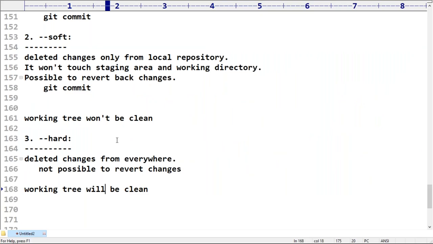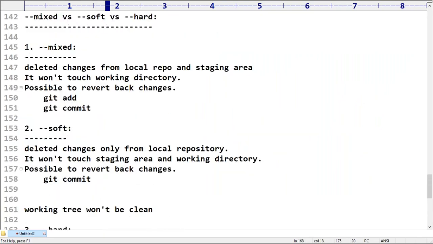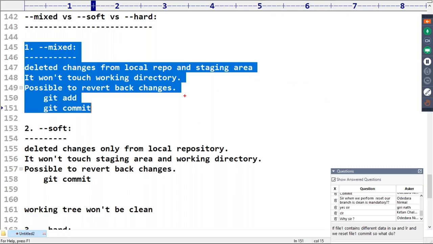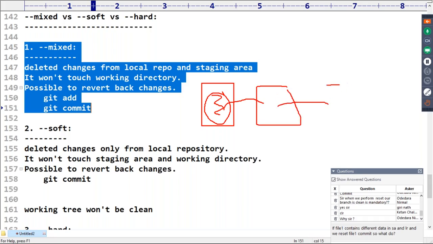Friends, are you in a position to understand? In the case of mixed, what will happen is the working directory contains some changes. You have to add them to the staging area, and you have to commit. That's why the working tree is not clean if it is mixed.